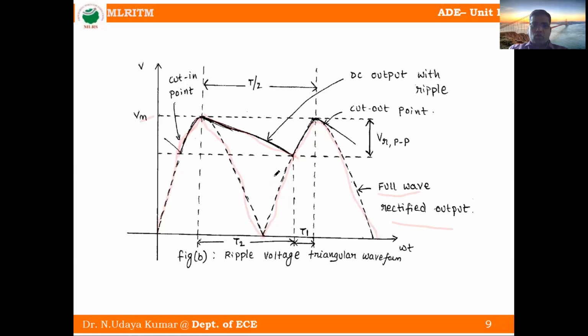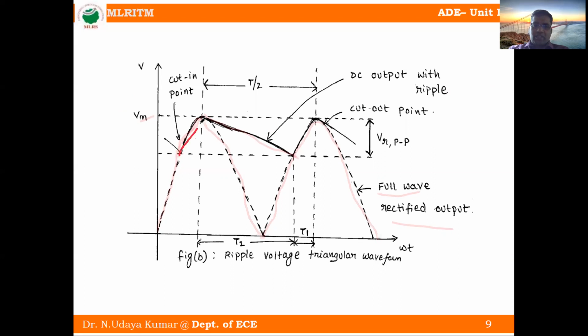Next, what do we mean by cutout voltage here? So this is the cut-in voltage, and this is the cutout voltage. The diode stops conducting when the transformer voltage becomes less than the diode voltage. Okay.